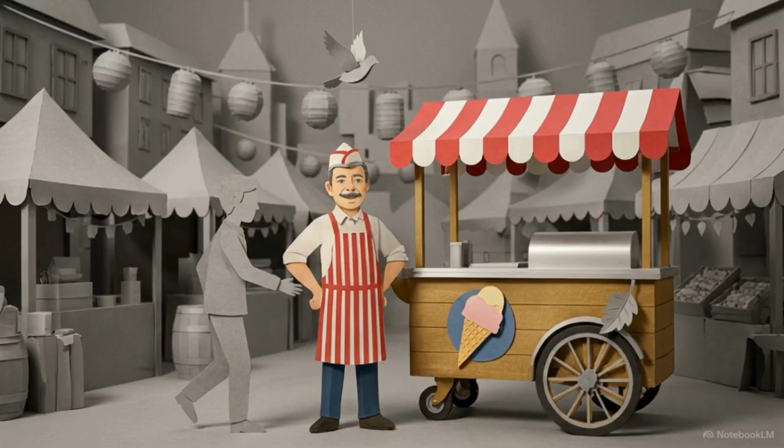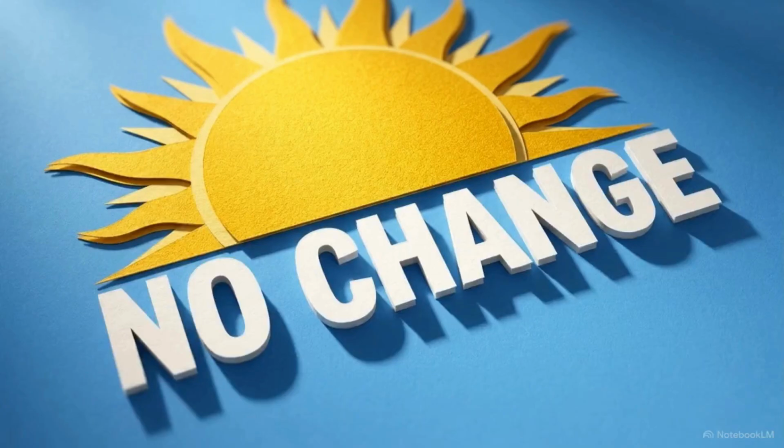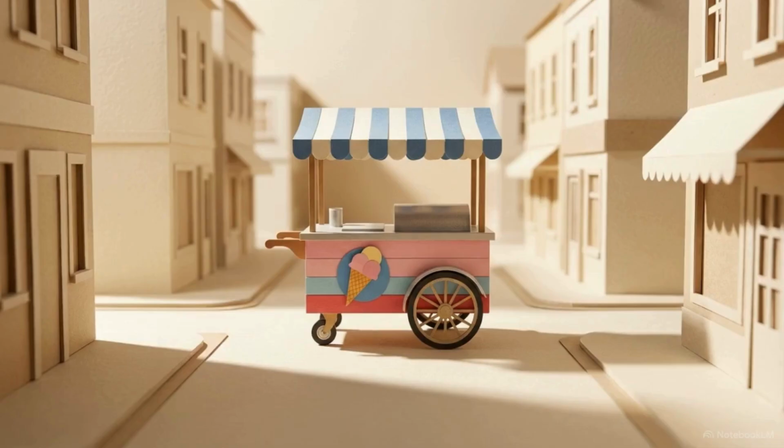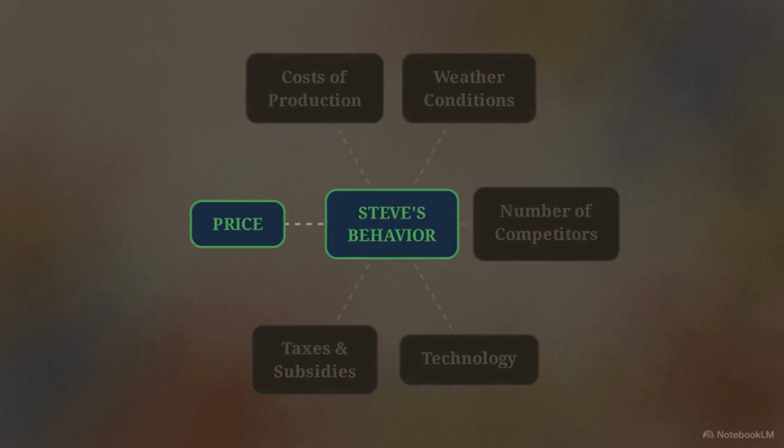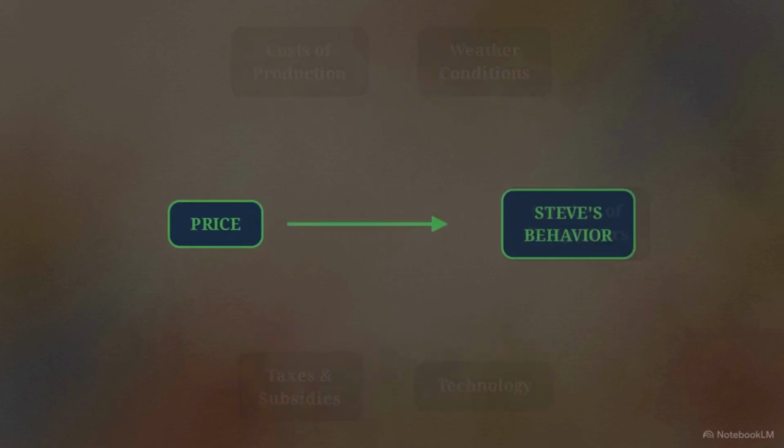To understand Steve's decisions, we have to imagine the world around him stops moving. We assume weather stays the same, the price of milk doesn't budge, and no new competitors show up. By keeping all other things equal, we can isolate exactly how a change in price alone changes Steve's behavior.